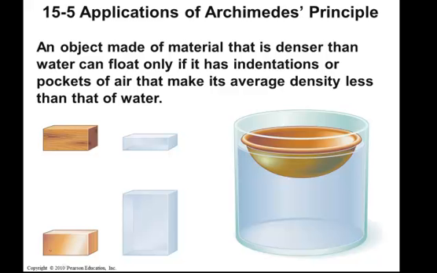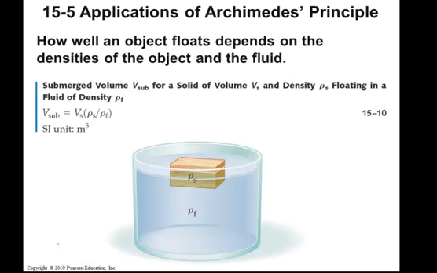So if an object is made of a material that is denser than water, it will only float if it has pockets of air or something that's going to make its density less than water. So in order to float, the density of the object has to be less than water. If it's greater than, it will sink. And how well an object floats depends on the density of the object and the fluid.